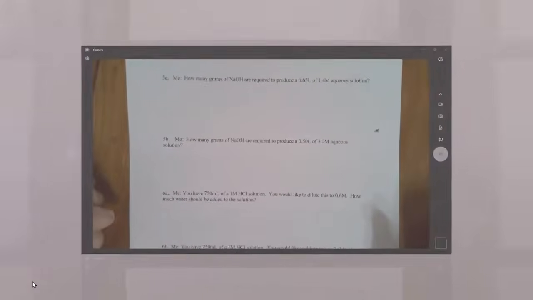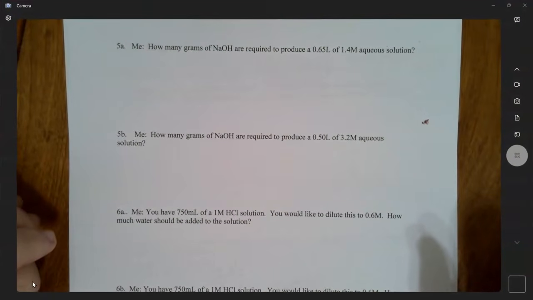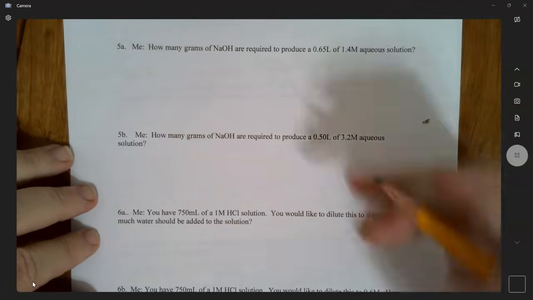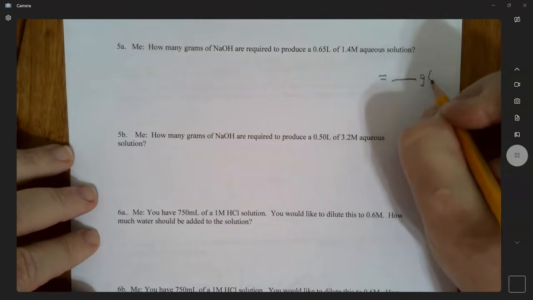Okay, we're on to problem 5a. How many grams of NaOH are required to produce 0.65 liters of 1.4 molar aqueous solution? Okay, so one thing we're going to need in this problem, well, let's set it up first and then we'll see what we need. Sometimes you have to do that first. So you're looking for grams of NaOH.